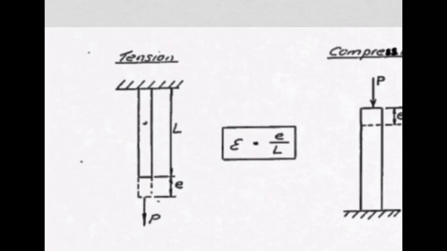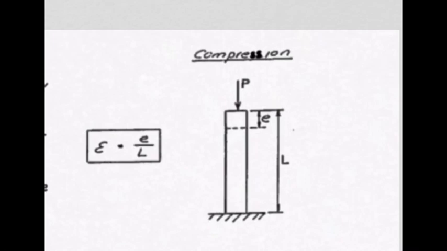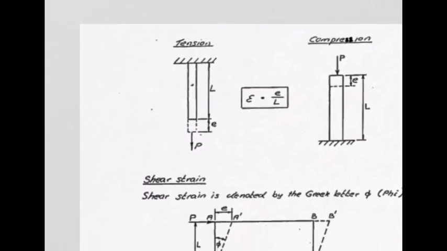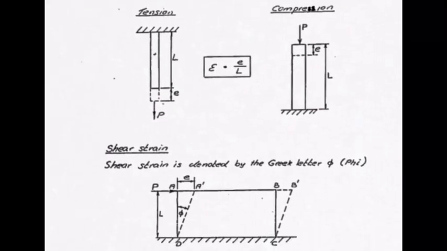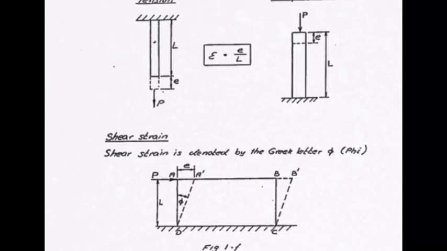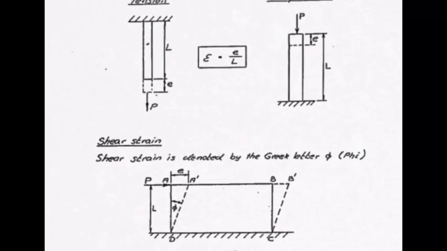strain. Exactly the same thing, but in compression, the specimen is going to get slightly shorter. So there's your change in length once again, and you compare it to the original length. And once again, the same number is going to crop up. Okay, now things get really interesting when we start talking about shear strain. Now remember, shear, you have two forces acting in opposite directions, tending to place your specimen in shear.